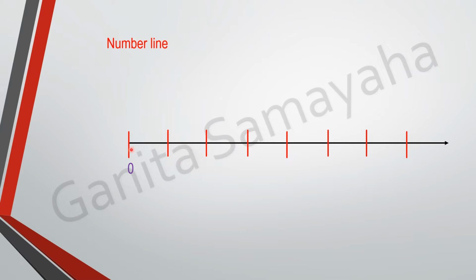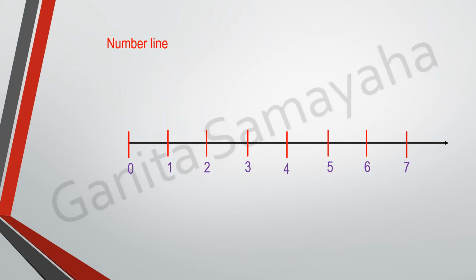This is the second one from 0. So this is marked 2 and so on. So we mark it as 1, 2, 3, 4, 5, 6, 7. We have marked only 7 points. Are there only 7 whole numbers? No, we have got much more.